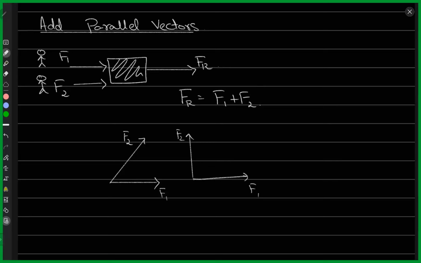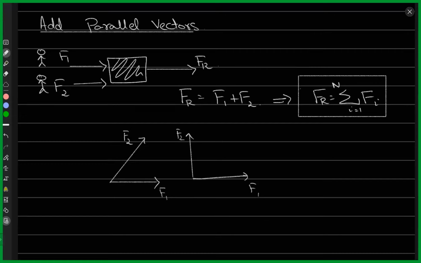So I can then generalize this expression. Suppose you have n number of forces and all of those forces are pointing in the same direction, then this expression can be generalized as Fr is just the sum of all the forces that are acting on a body, right? So is this point so far clear? Adding parallel vectors? Yes, sir. Okay, good. So this was pretty simple.